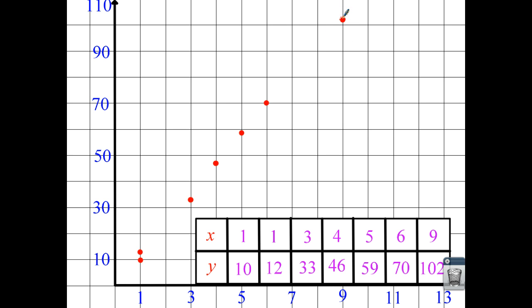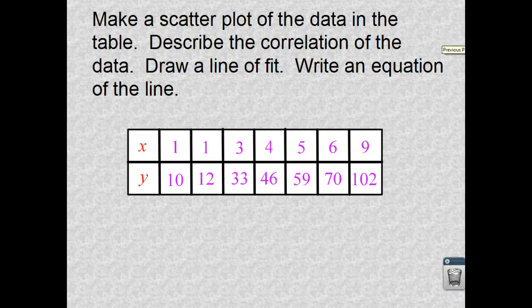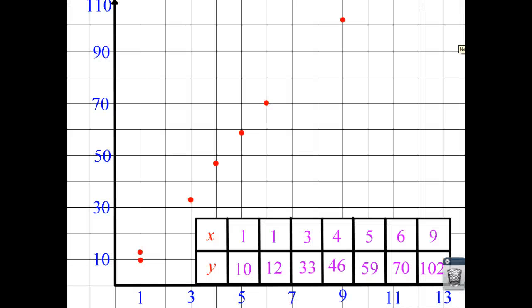All right, so now let's go back. We plotted our points. It says now that we've plotted our points, let's describe the correlation of the data. So what they mean by a description is, do we have a positive, negative, or no correlation? All right, so this is said to have a positive correlation. So we know that as our X values are increasing, our Y values are also increasing. So that is positive. Okay, so what's next?